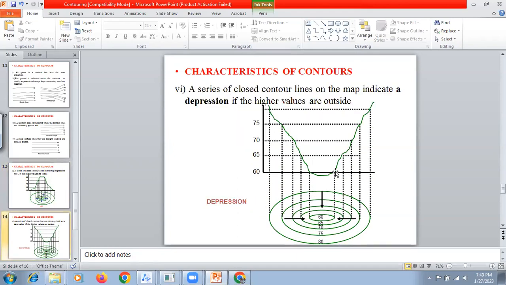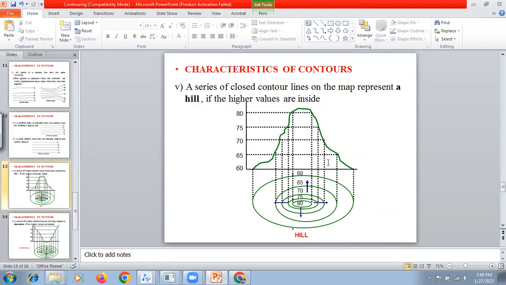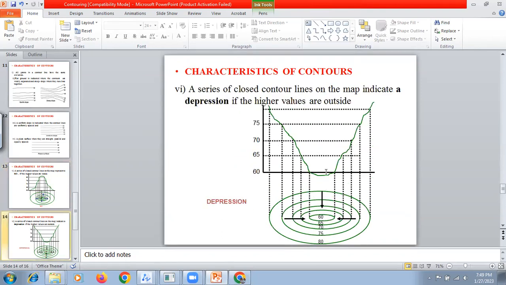Now here, exactly opposite of this one. How is it? From the contour plan, you can see at the center the contour is 60, and as you go away from the center, 60, 65, 70, 75, 80. That means it's a valley like this.